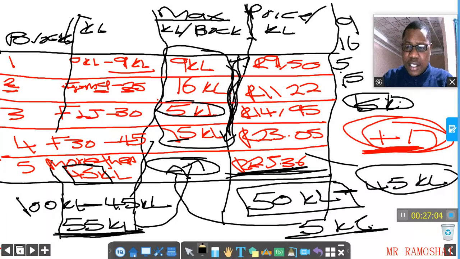Right. And that's how it works. The other one I explained: if you use more than 45, the remaining kiloliters are going to be charged at this rate. If you use exactly 45 kiloliters, it means 9 out of 45 is going to be charged at 9 rand 50 cents per kiloliter, then 16, and then 5, and then 15.